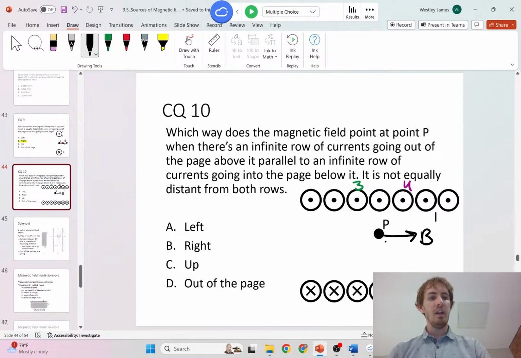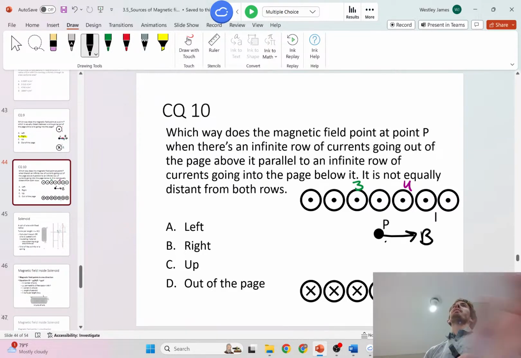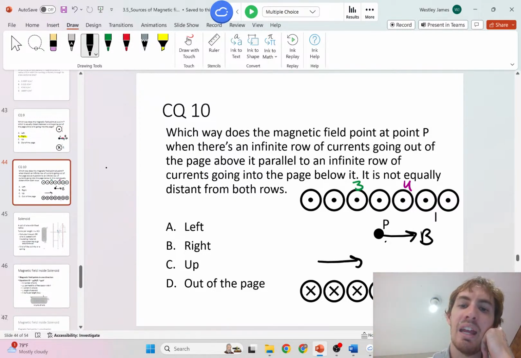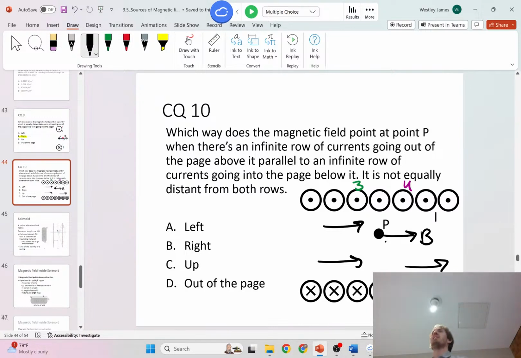Unfortunately, I don't have the math to prove this to you. But when this thing is infinitely long, so say I have an infinite number of these loops of wires, the magnetic field inside this thing, no matter where I am inside of this thing, points to the right and has the same value.